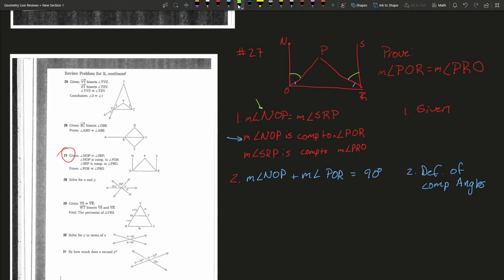I'm also going to rewrite that second line. It's the measure of angle SRP plus the measure of angle PRO is also equal to 90 for the same reason.